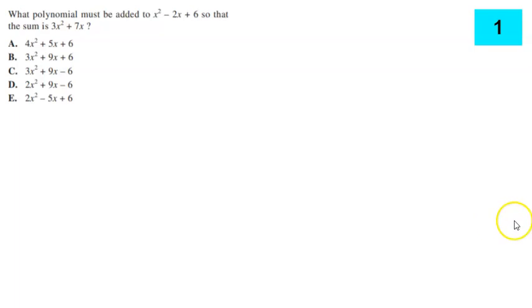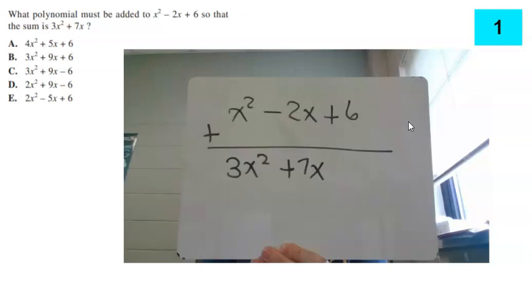What polynomial must be added to x squared minus 2x plus 6 so that the sum is 3x squared plus 7x? One way to do this problem is to set it up as an addition problem with the missing piece. You'll notice we have x squared, and you're adding something to get 3x squared. So that's telling you this first term should be 2x squared. Negative 2x plus 9x would give you 7x, so the correct answer was D.